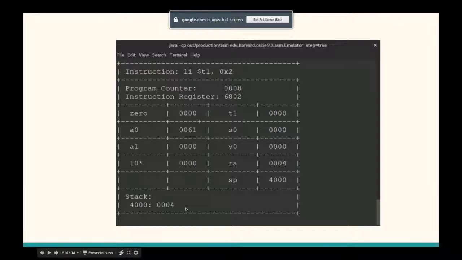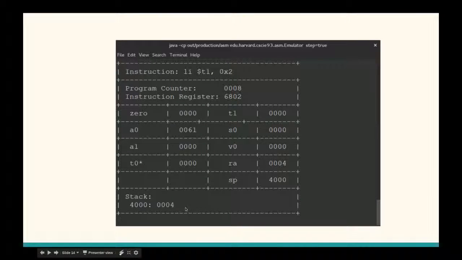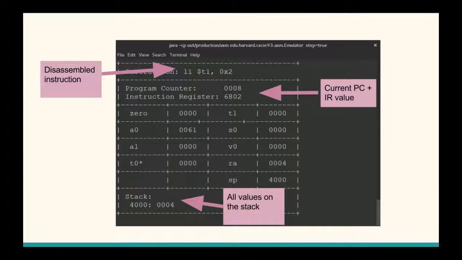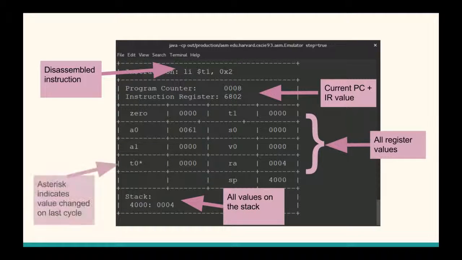When you're stepping through instructions in the emulator, you get this really cool table that tells you the disassembled instruction. It gives you the value of the PC and IR. You can see all of the values on the stack. You can see all of the different register values, and whenever one of the registers changes, you get this asterisk next to the name that indicates that the value changed.